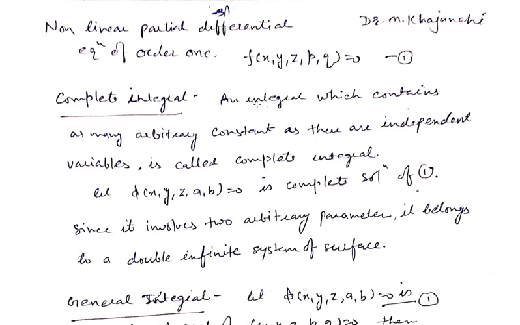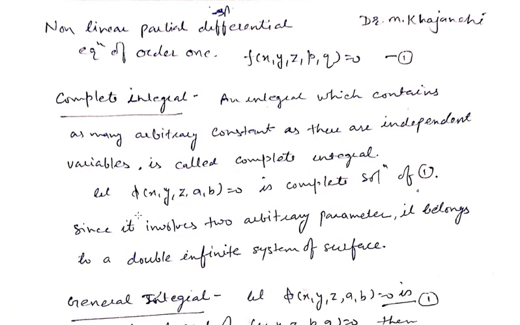First, complete integral. An integral which contains as many arbitrary constants as there are independent variables is called complete integral. It means suppose we have a partial differential equation in two variables x and y. z is the dependent variable, p and q are first order partial derivatives of z with respect to x and y respectively. So in this equation there are only two independent variables. So its complete solution contains only two arbitrary constants, say a and b.